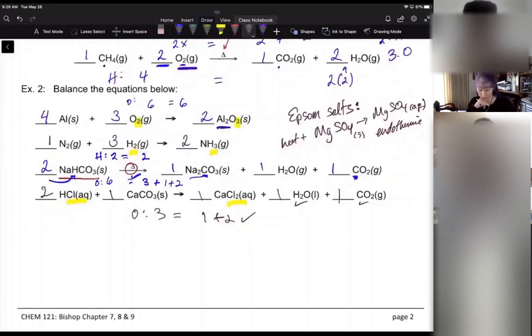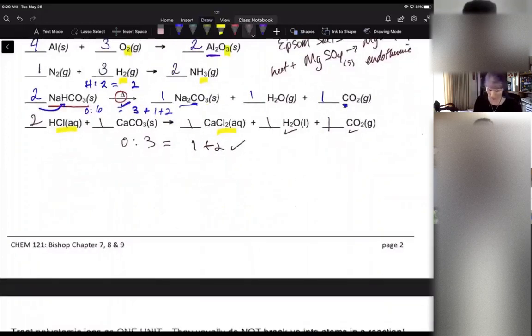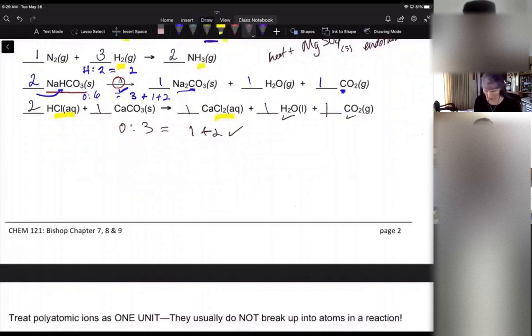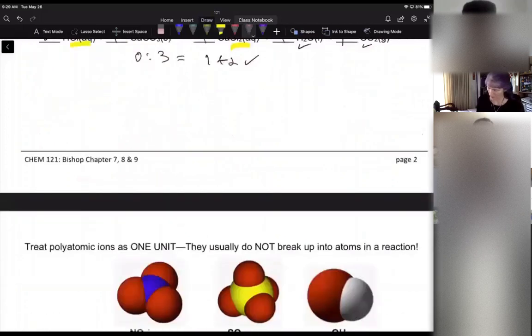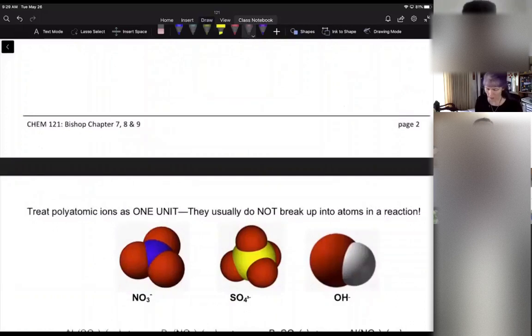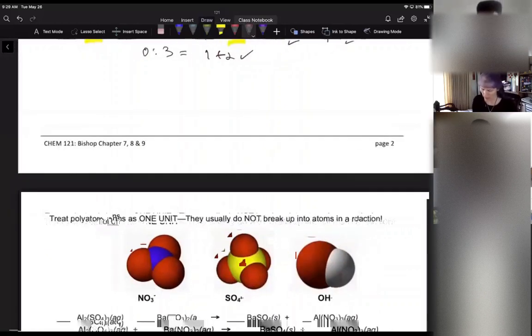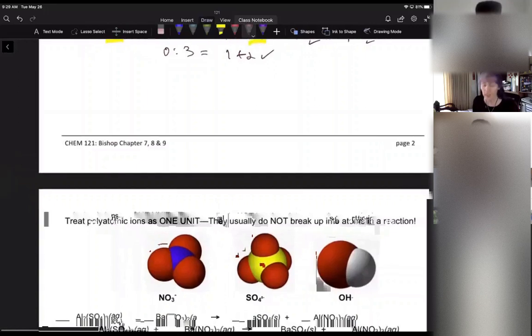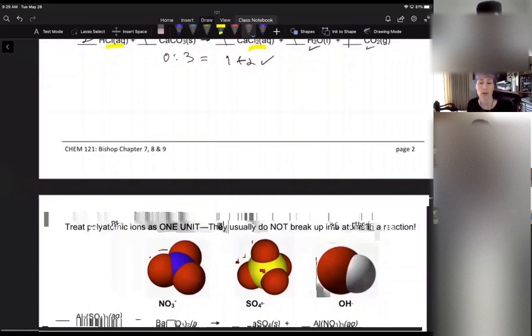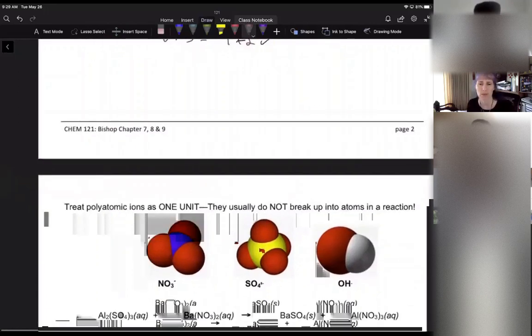In the next section, we're going to use polyatomic ions, and they are exactly the same in terms of balancing. Now, the thing with polyatomic ions is it's nice to treat them as a unit. Here we can see, for example, with the nitrates, we've got 2 nitrates and 3 nitrates. So that's probably where I'd want to start balancing that one.